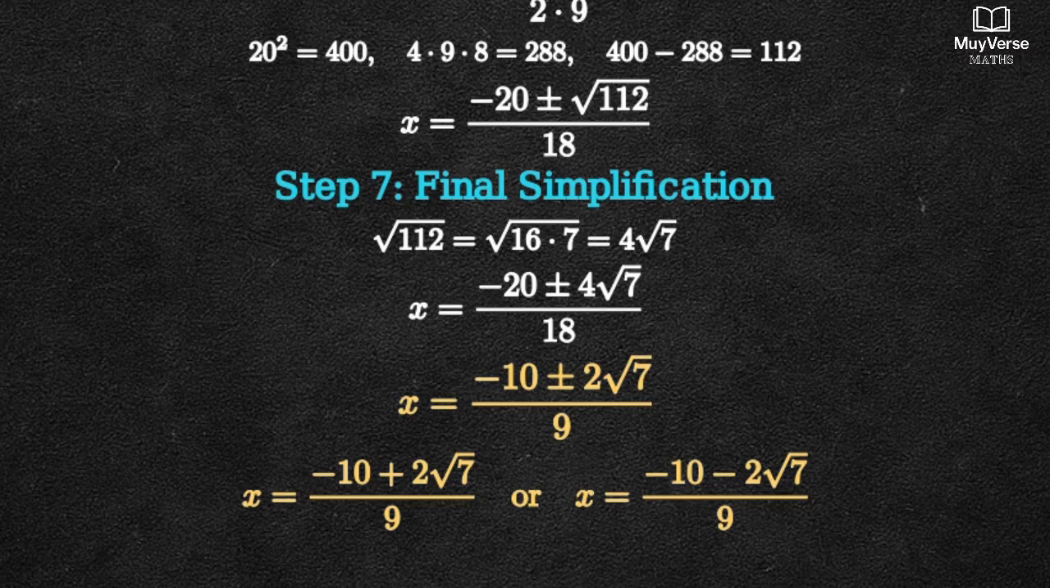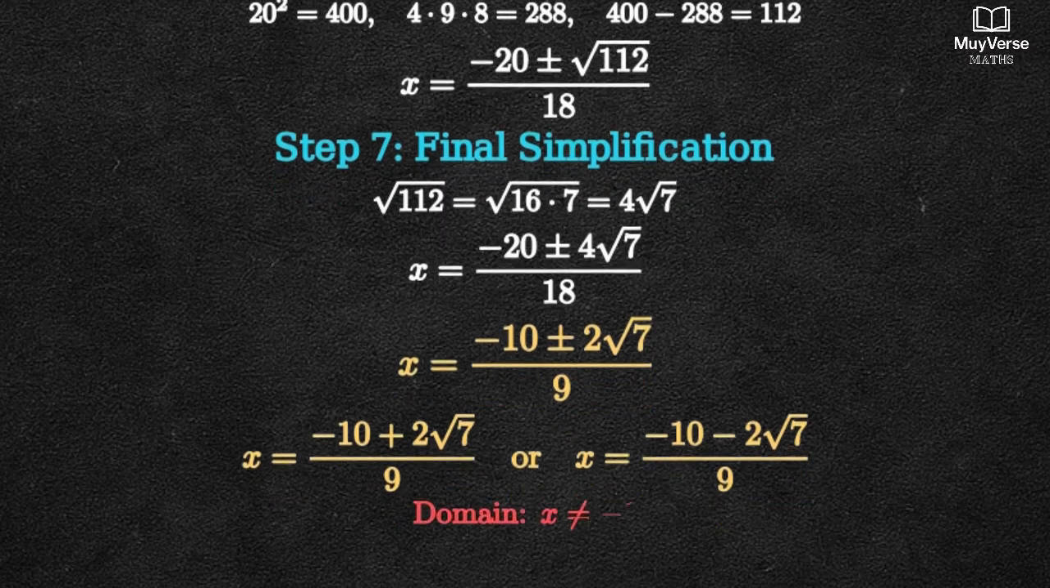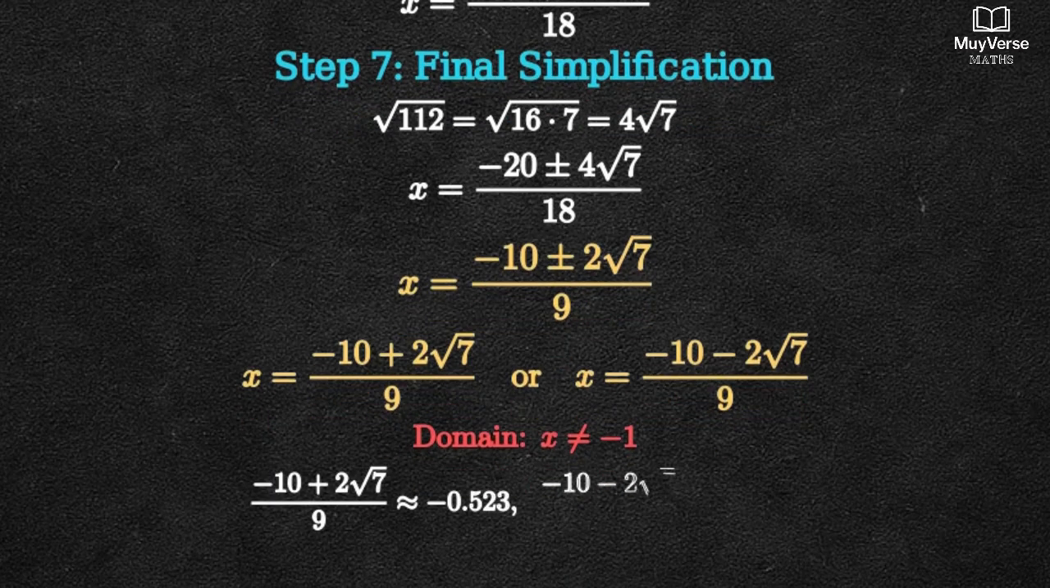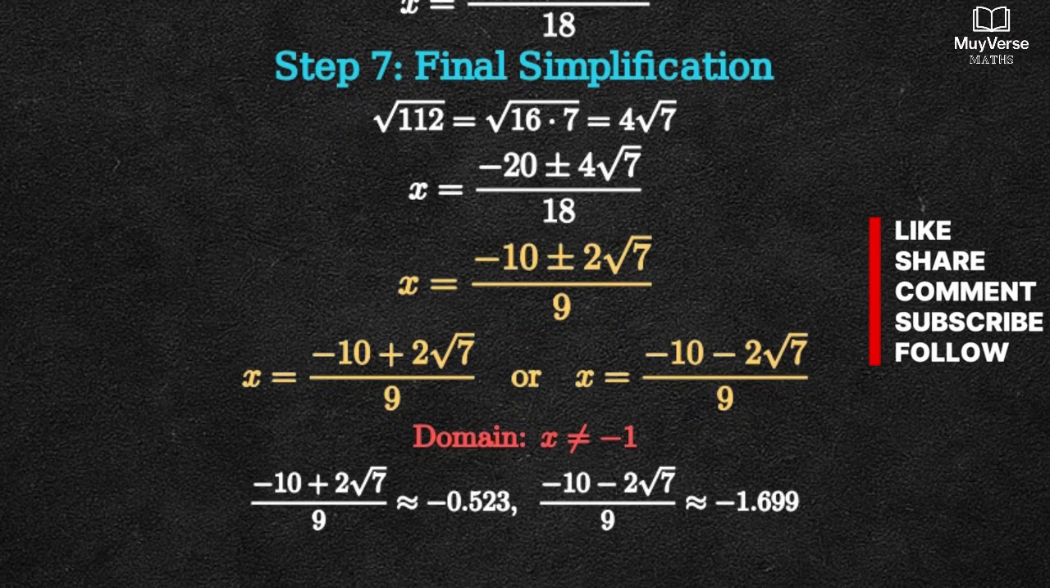Finally, check the domain restriction. Recall x is not equal to -1. Our solutions are approximately -0.523 and -1.699, so neither equals -1.